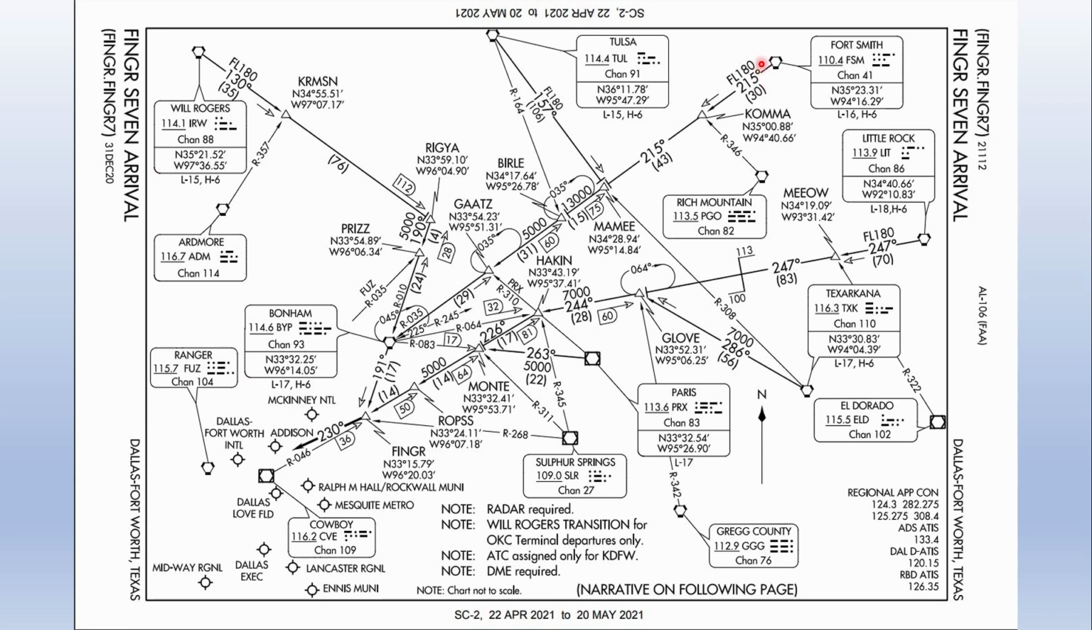For example, the MEAs are listed typically right above the route, so right above the route from Fort Smith on the Fort Smith transition on the Finger 7 arrival. The MEA on this particular segment is flight level 180, or 18,000 feet, and that goes all the way down to Mammy intersection. Then it lowers to 13,000, and then once you get past Hankin, it lowers down to 5,000. And that's going to be obviously quite high for a Cessna 172. We're not going to be able to get up there.